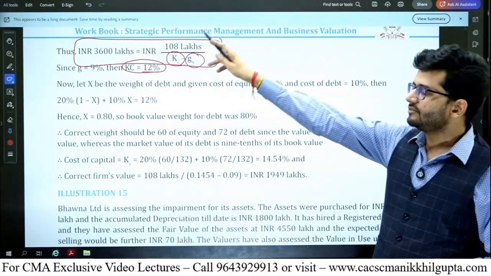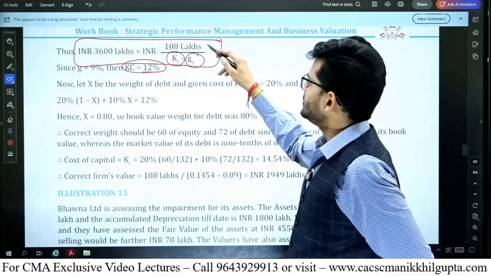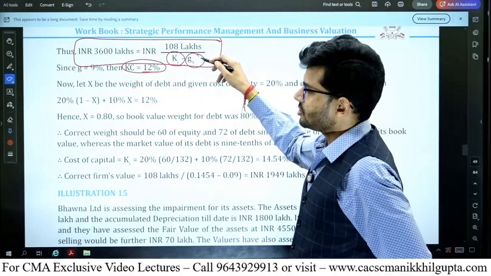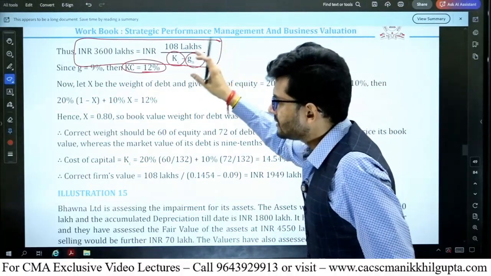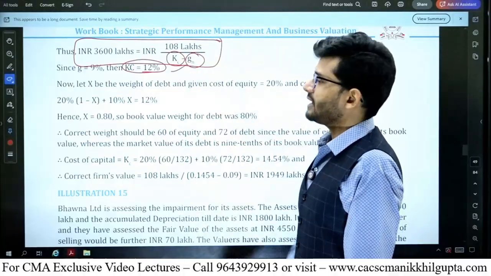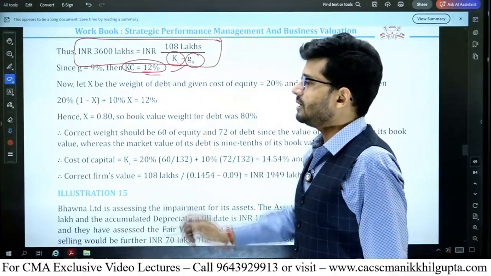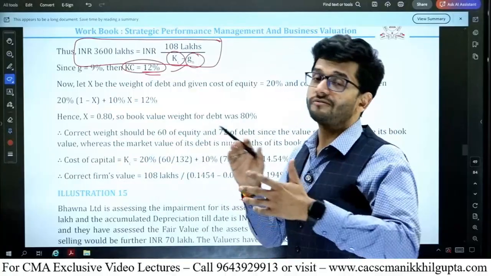So by applying a reverse formula, we are going to calculate the cost of capital. Okay. 3600 is the value of the firm. 108 lakhs is the free cash flow. Cost of capital is not known to us. Growth is given to us. So using the reverse formula, we are going to calculate the cost of capital. Cost of capital is computed as 12%. But this is a wrong cost of capital. Why?